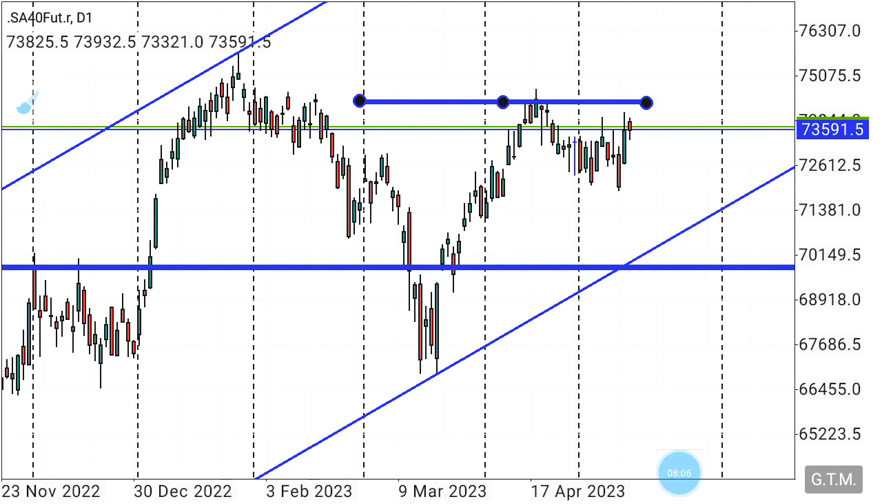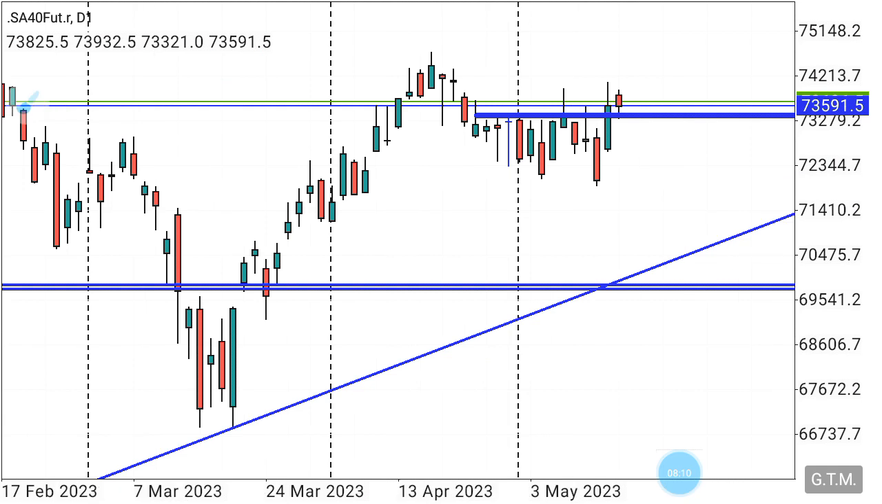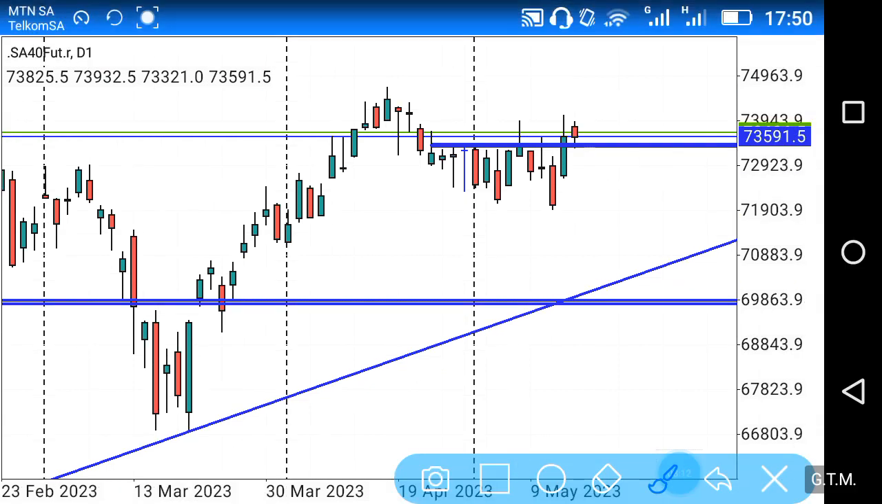So we could say more or less that this is our W structure, and we can also see, if I can just zoom in, that the neckline has been violated to the upside, and what we anticipate to happen is for price to continue to move further up.